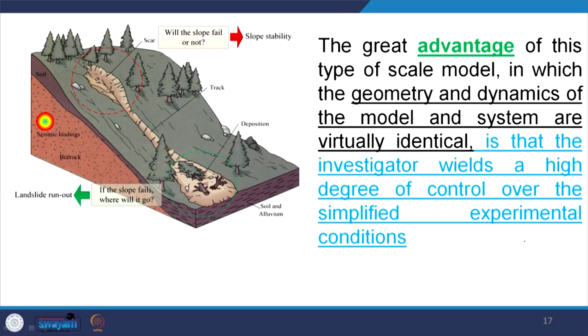The advantages of this type of scale model, in which the geometry and the dynamics of the model and the system are virtually identical. That means, as we have already discussed, if we are modeling a landslide, we prepare kaolin clay or whatever material we use. Landslide means we are sliding one part of the land surface. Similarly, in our model, this type of land surface has to slide down, then it is a model.